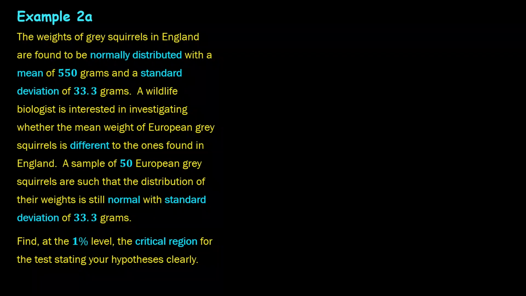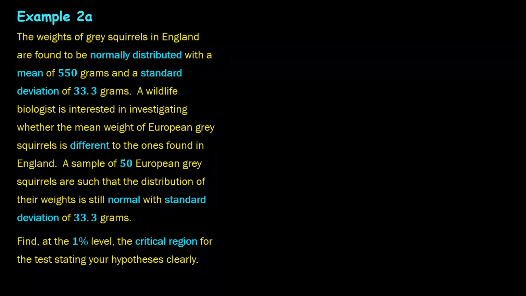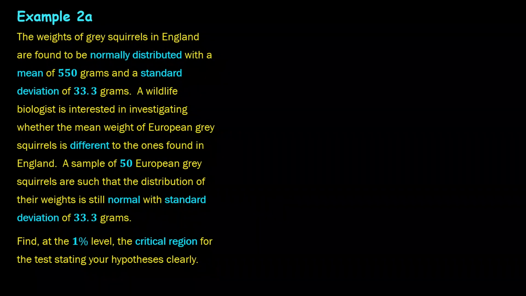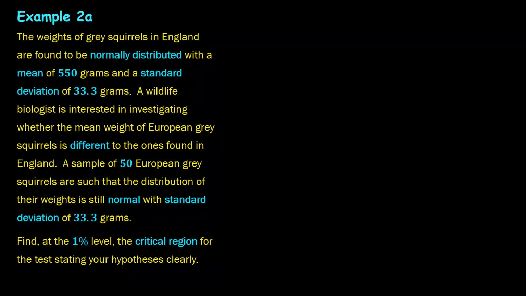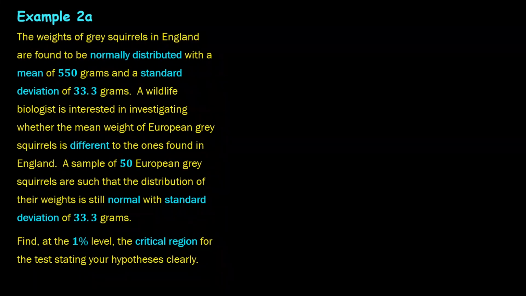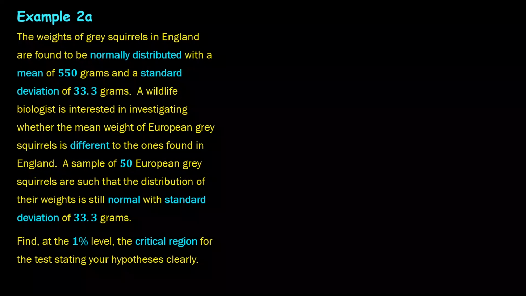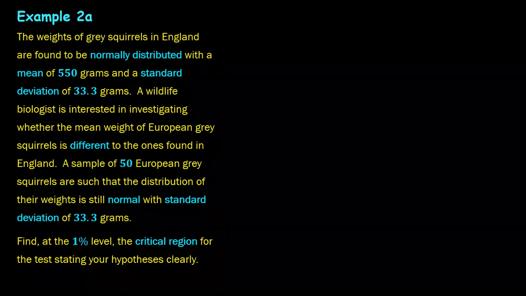The weights of grey squirrels in England are found to be normally distributed with a mean of 550 grams and a standard deviation of 33.3 grams. A wildlife biologist is interested in investigating whether the mean weight of European grey squirrels is different to the ones found in England. A sample of 50 European grey squirrels are such that the distribution of their weights is still normal with standard deviation 33.3 grams. Find at the 1% level the critical region for the test, stating your hypotheses clearly.